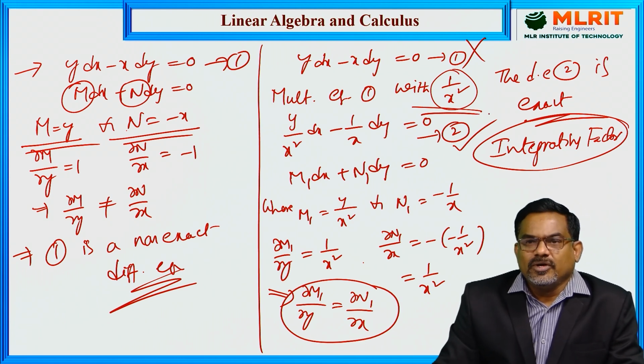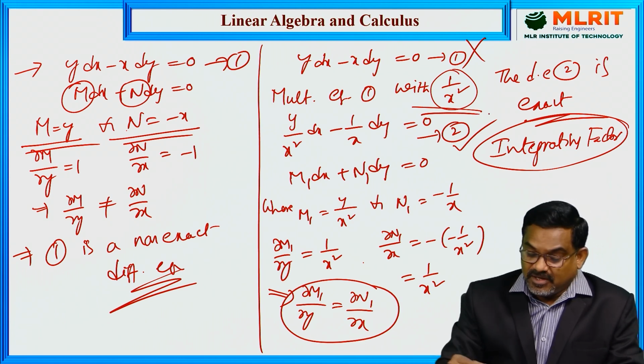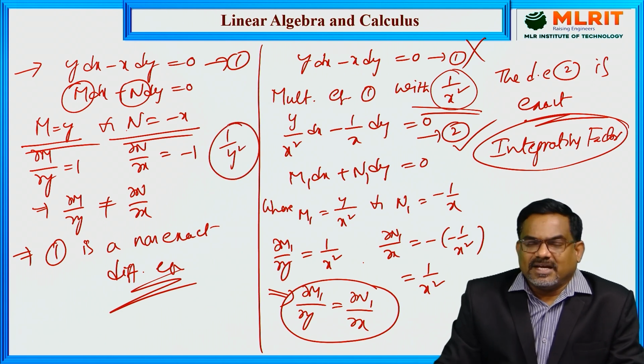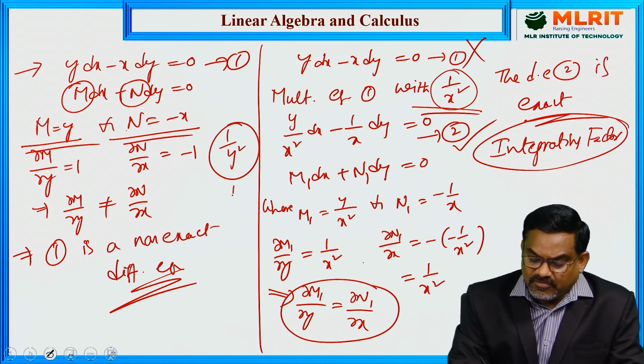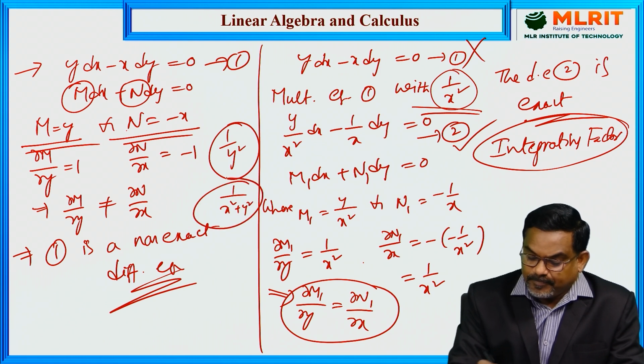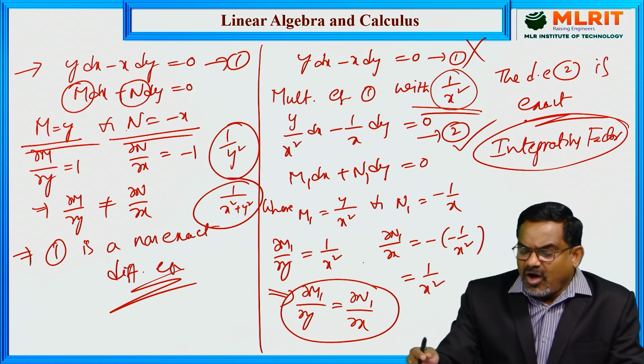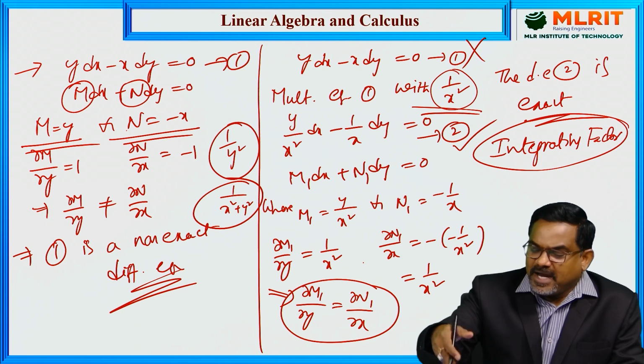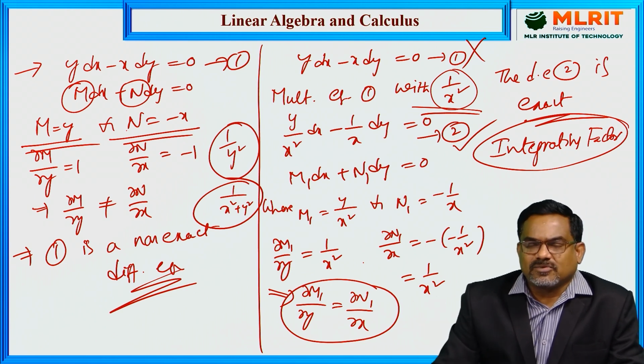Similarly, you can multiply the equation with 1 by y square also. Again, you will get the exact differential equation. And not only that, 1 by x square plus y square also. So all these are integrating factors. But how would you know that the integrating factor is 1 by x square? Today I have explained by taking this factor 1 by x square. Otherwise, how would you know to identify that integrating factor?